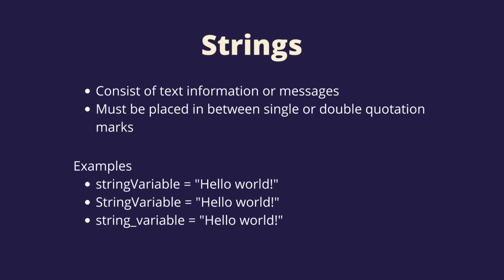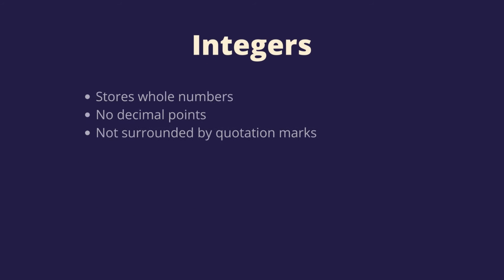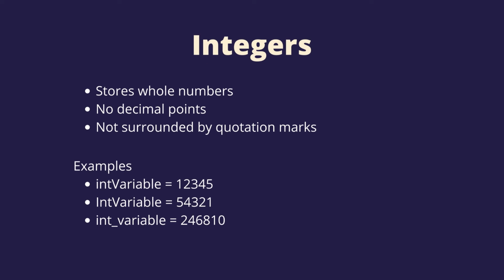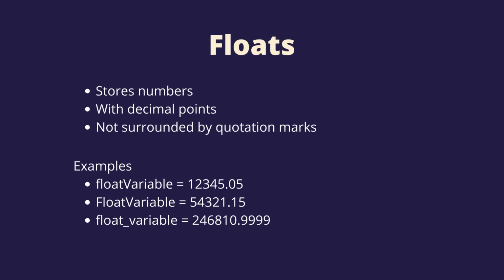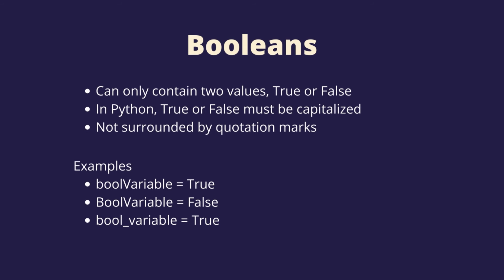Strings consist of text information or messages stored in between either single or double quotes. The integer is a variable type that stores whole numbers. They do not have decimal points. Floats are similar to integers, but this type of variable stores numerical values with decimal points. Boolean variables, on the other hand, can only contain two values. It's either true or false.